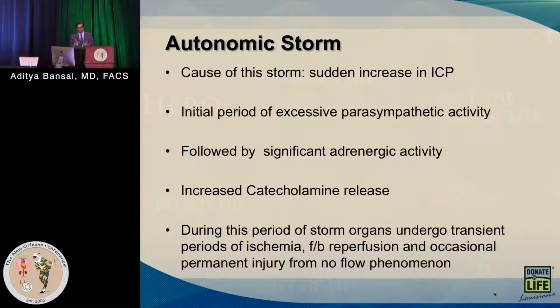Starting with the autonomic storm, a sudden increase in intracranial pressure happens. With the sudden increase in intracranial pressure, there is an initial period of increased parasympathetic activity, followed by adrenergic activity. Increased catecholamine release happens. During this time, they go through periods of ischemia followed by reperfusion, sometimes resulting in cellular death and no-flow phenomenon.